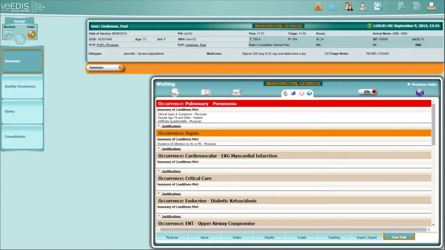At the heart of CareTRAK is a library of sophisticated algorithms, or occurrences. Occurrences for pneumonia, sepsis, myocardial infarction, etc. are shown here. Based on what has already been documented by the physician, as well as the age and gender of the patient, the pneumonia occurrence has been met or activated and is therefore shown in red.